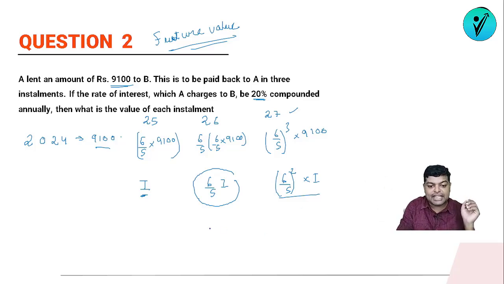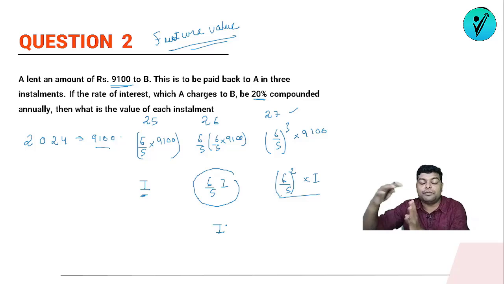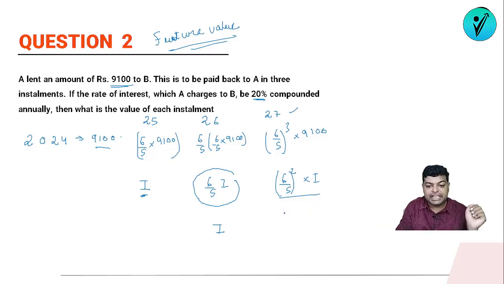Similarly, the installment that you are paying in 2026, what will be the future worth of it in 2027? In 2027, it will be 6 by 5 times of I. And the last installment will be paid in 2027, so it will be I itself. इसका फ्यूचर वर्थ यही है, 2027 में आप पे करने वाले हो तो 2027 में यही वैल्यू है.